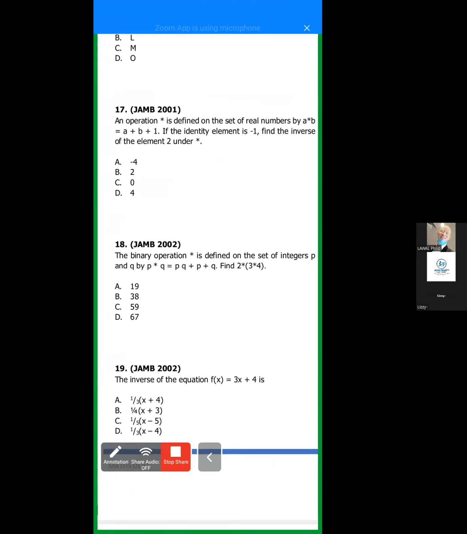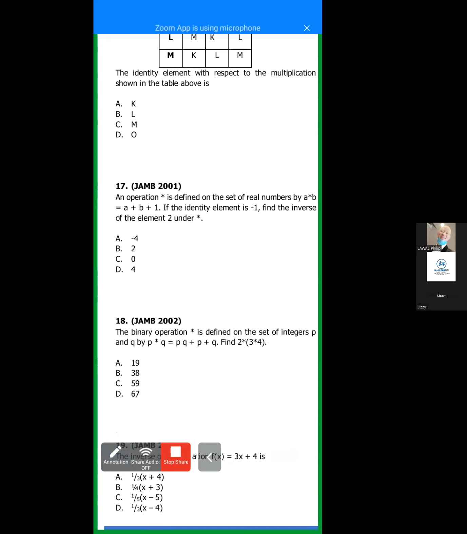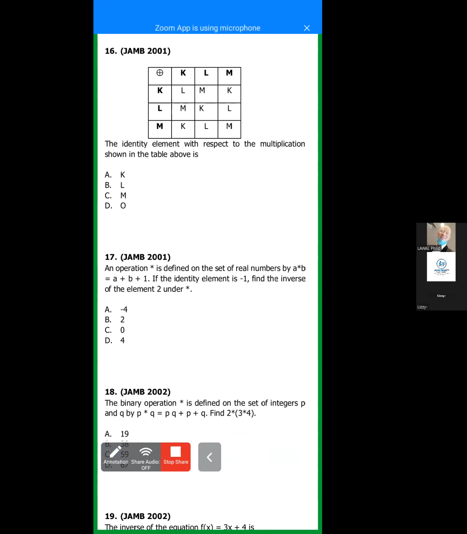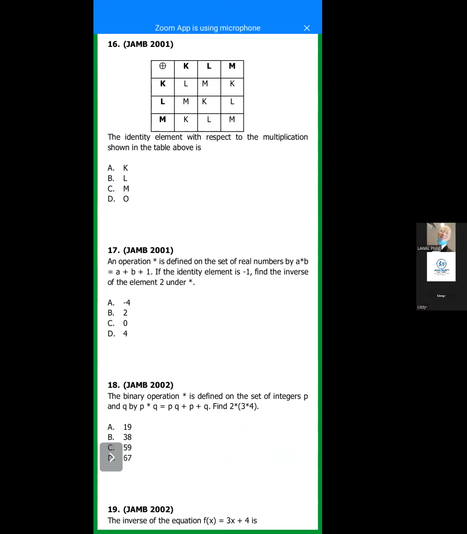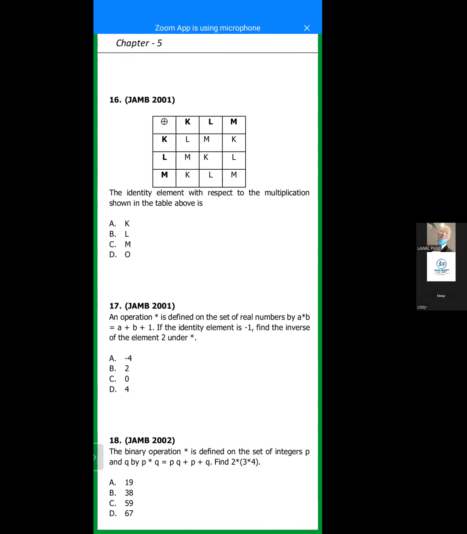JAMB 2001. Please, if you don't understand, let me know. I can explain to you. Any question before I move on from the issue of this identity? Okay, so none. You can see that this is JAMB 2001.